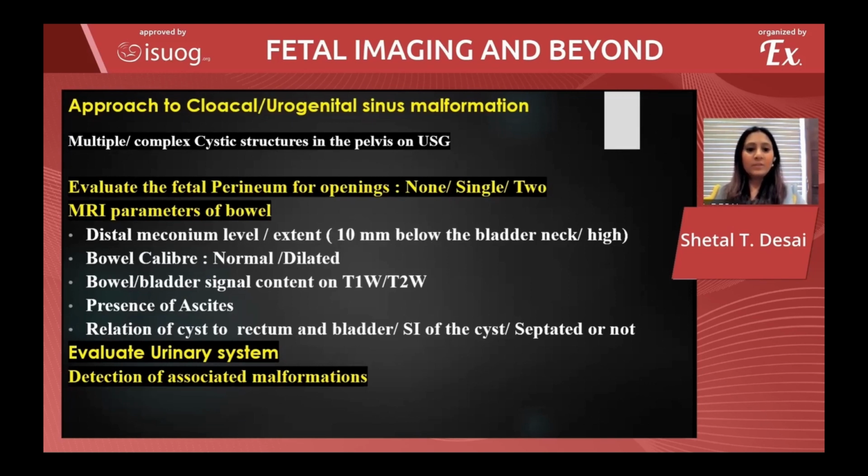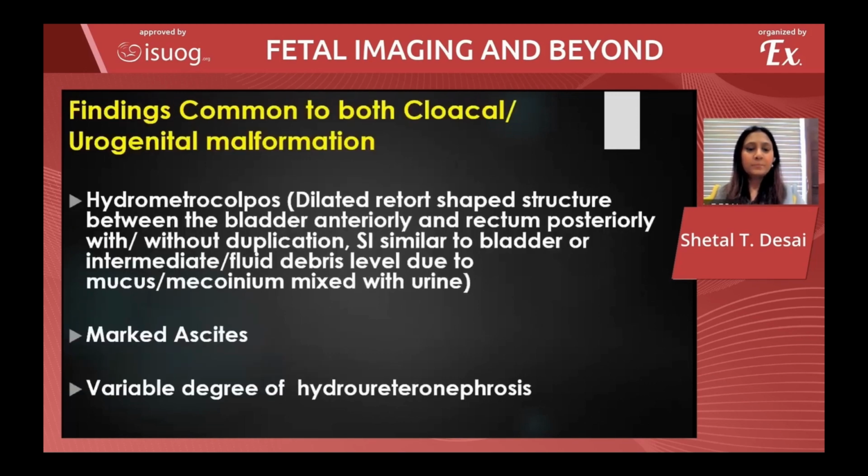Next, we evaluate the urinary system and look for associated malformations, paying special attention to the adrenals, the genitals for ambiguity, and the anterior abdominal wall in addition to the spine.